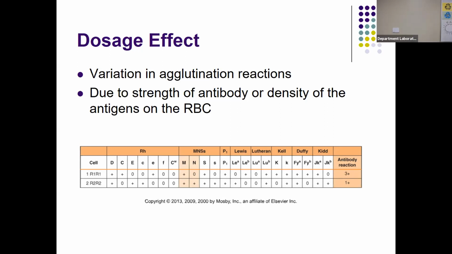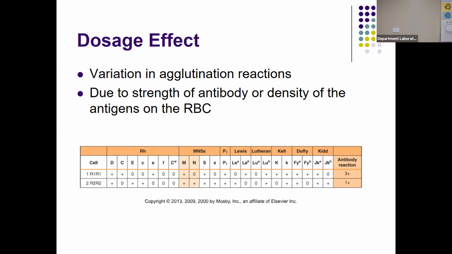M and N are notorious for dosage. Your Kidd family is also notorious for dosage. So we could actually take this example and demonstrate dosage with your Kidd family. Notice that cell number 1 is homozygous, positive for JKA, negative for JKB. Cell number 2 is positive for both JKA and JKB. That would give us a weaker reaction in patient plasma. Does that make sense? So JKA is notorious for dosage. Sometimes you might see dosage with some of your Rh family. It's not as common. They usually react pretty strong.